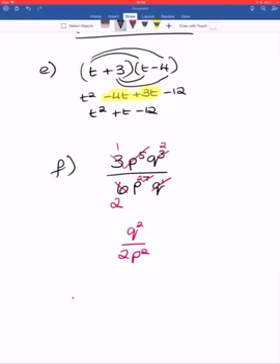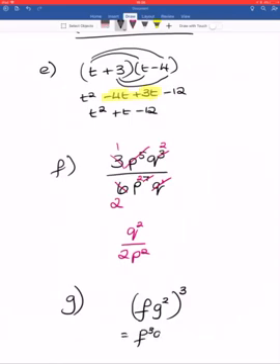Next, remember, if you have got brackets on the outside, so if I've got f g squared, all cubed, I actually multiply by the power on the outside. So that would become f cubed g to the 2 times 3, which is g to the 6.